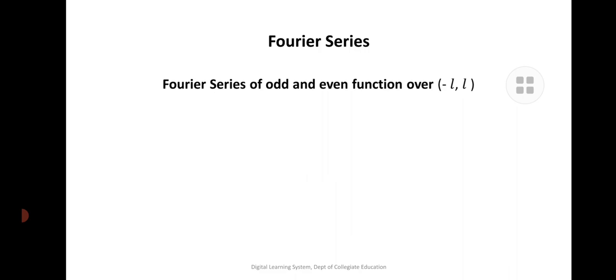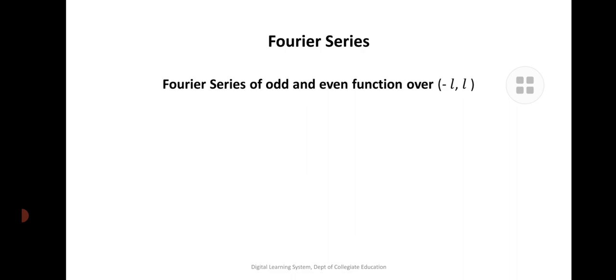In the Fourier series, we have well known about the odd and even functions. That is, f of minus x is equal to f of x for an even function, and f of minus x is equal to minus f of x for an odd function.